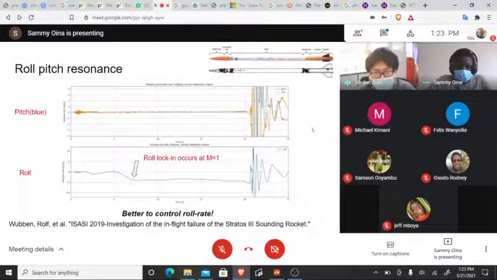But again, why is the rolling movement a problem? Actually, there is a phenomenon called roll locking, or roll pitch resonance. Once this happens, it's going to oscillate. The rocket is going to be out of control. So we try to control the rolling movement.